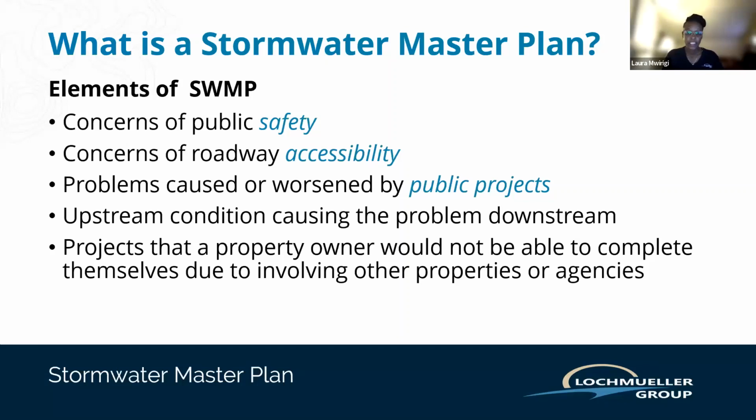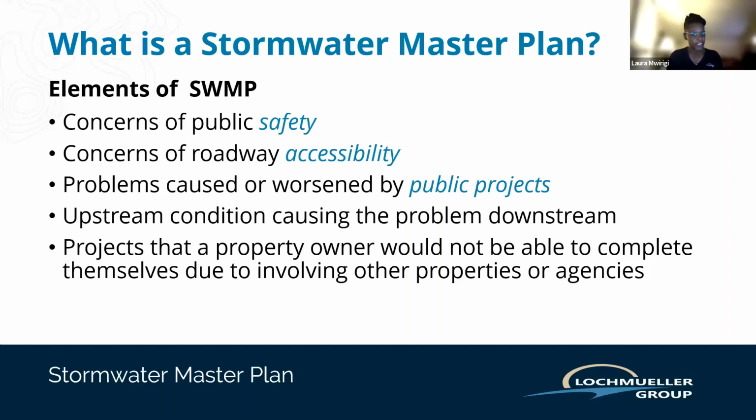Another item is if there is any activity or development upstream that is causing problems downstream. So of course, water flows downhill. And if there are issues upstream that are causing downstream issues, then those would be issues that need to be considered in the Stormwater Master Plan.